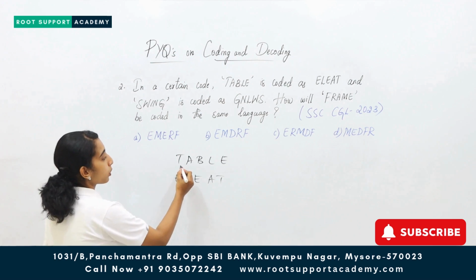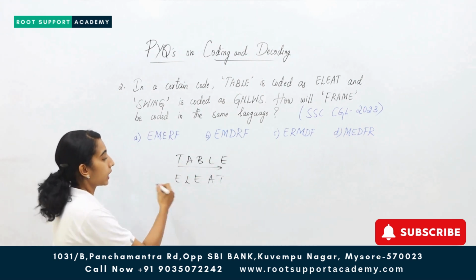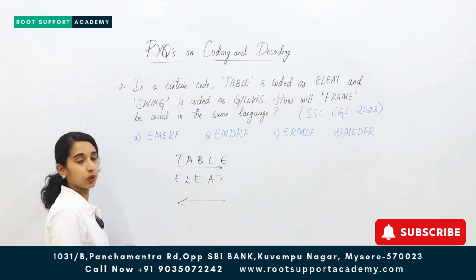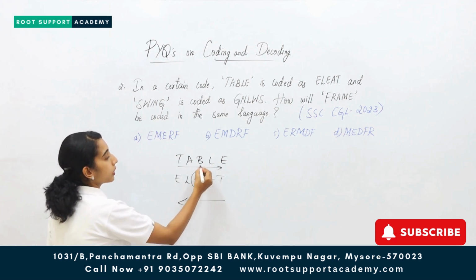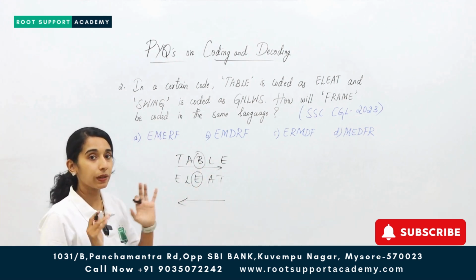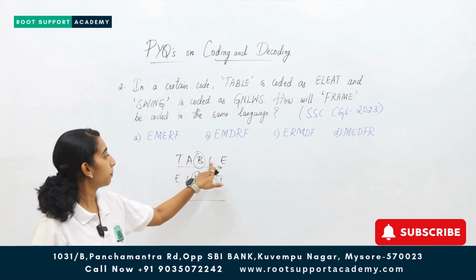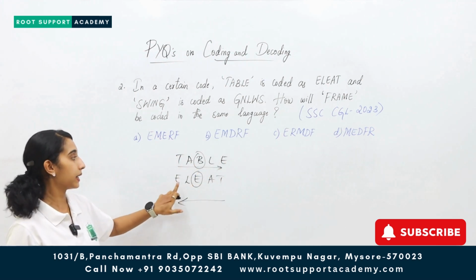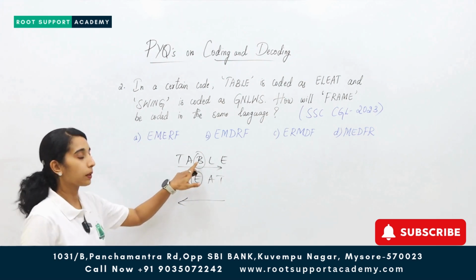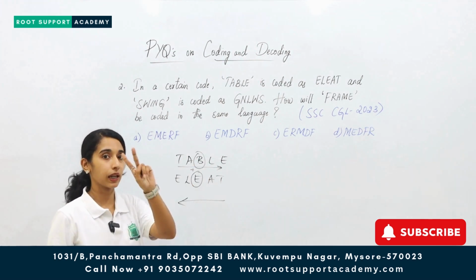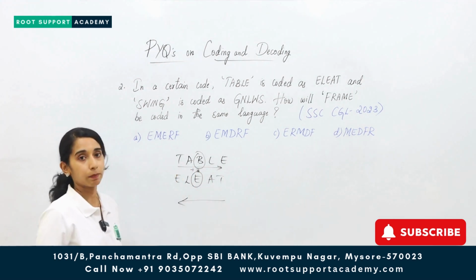If you see TABLE in a backward manner, you can see ELBAT, so the letter in the middle has been interchanged with another letter. Instead of B, we have E. B has the number 2 and E has the number 5, so they have added plus 3.